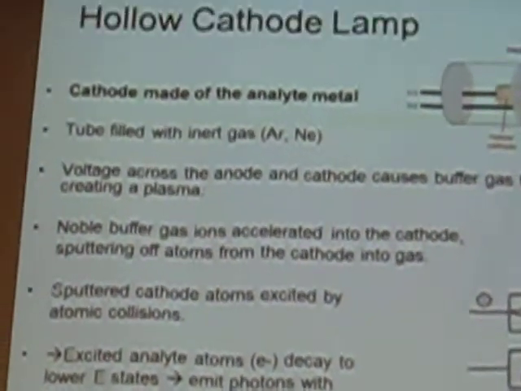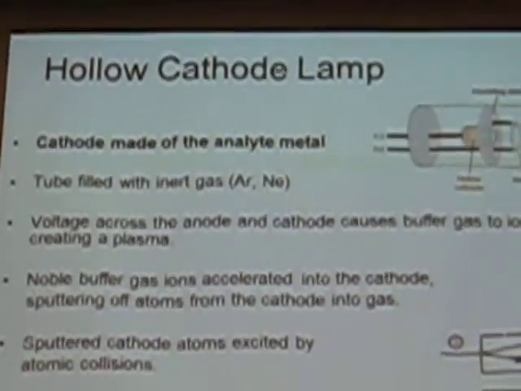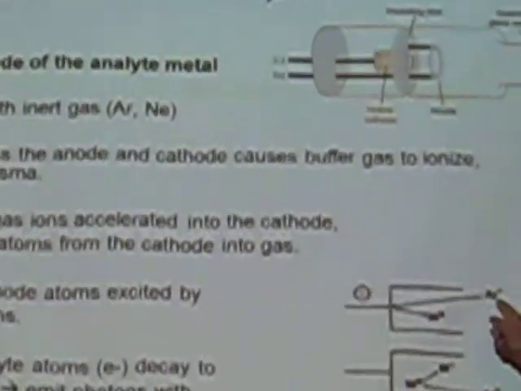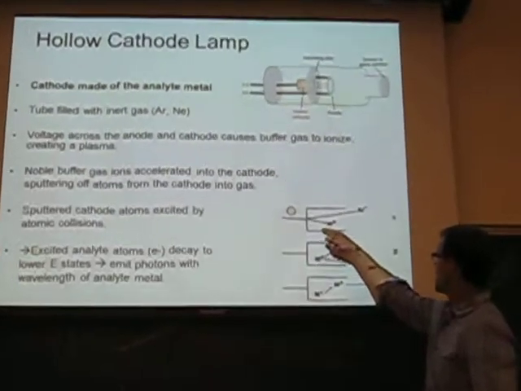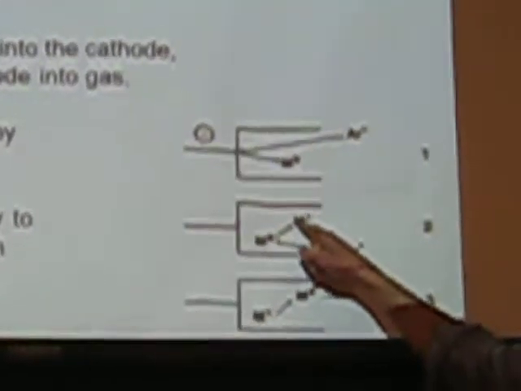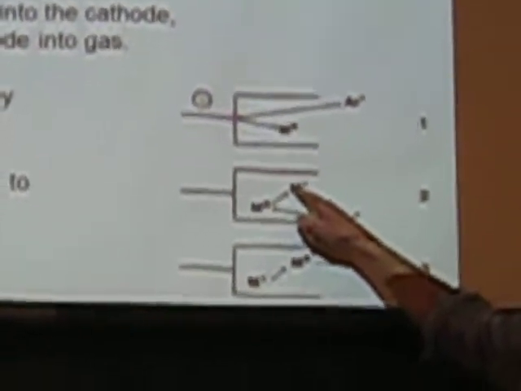But the bottom line is that when we create these argon ions, they're accelerated by the potential across the cathode. They strike the metal of the cathode, and you get this sputtered-off metal that gets excited and decays to the ground state. In going from excited to the ground state, you release photons of characteristic wavelengths of energy. Right? And that's what we care about for atomic absorption.